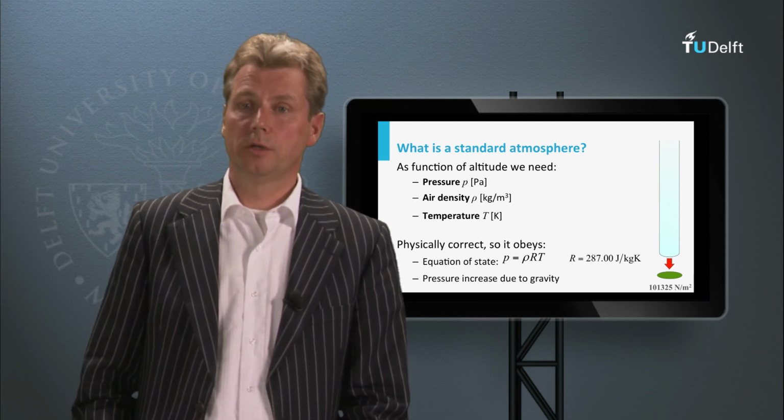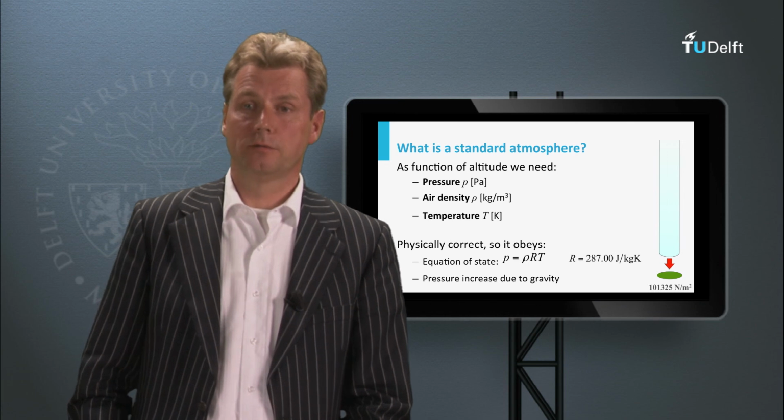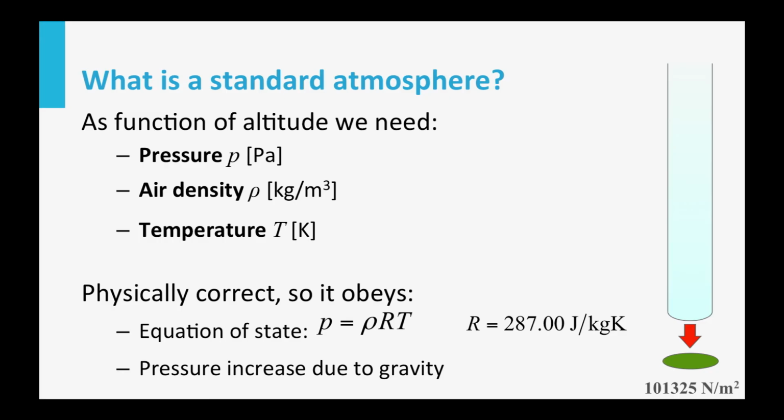You see on the right side of the slide the column of air indicated with a pressure at sea level of over 100,000 Newton per square meter. This is the standard sea level pressure which we use. But think about this number. If we transfer to kilograms per square meter, this means that for every square meter there is a weight of 10,000 kilograms pushing on it, which is huge.